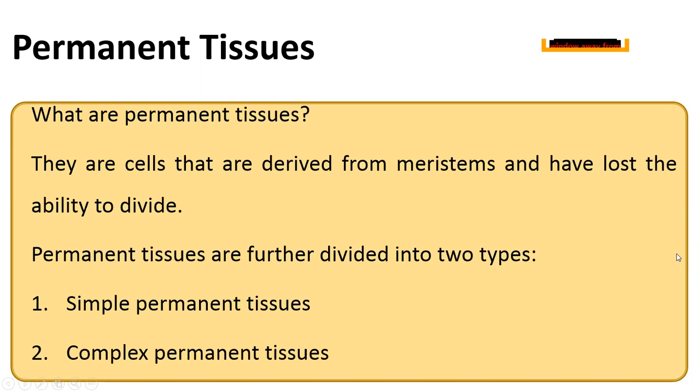So what are simple permanent tissues? These are the ones which are similar. All the tissues look alike, they're similar and they perform the same function. While the complex permanent tissues are heterogeneous tissues. They are made up of different types of tissues coming together. Okay, so these are the two types of tissues coming under permanent tissues.